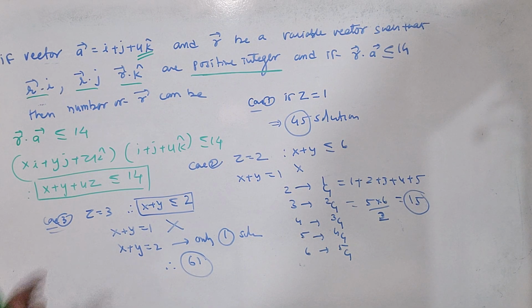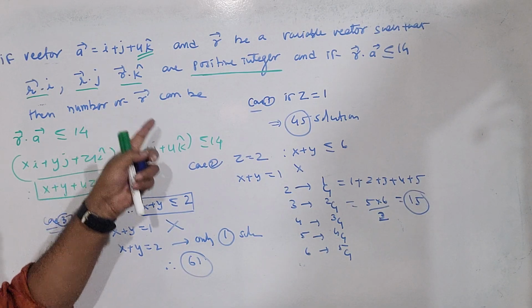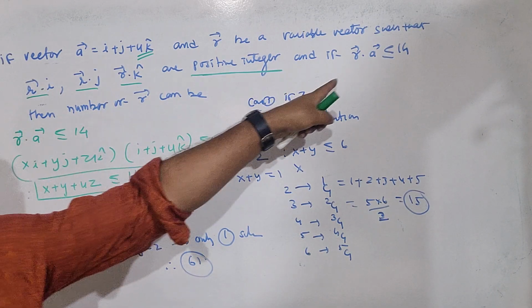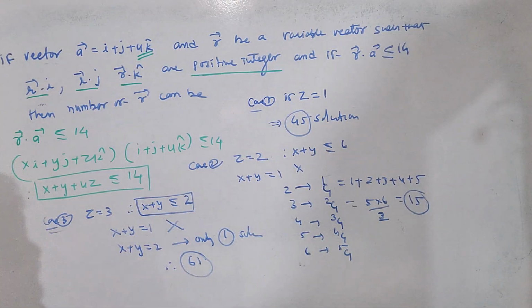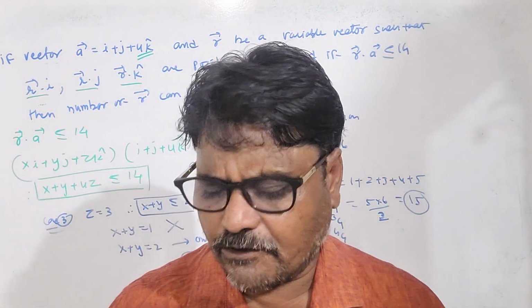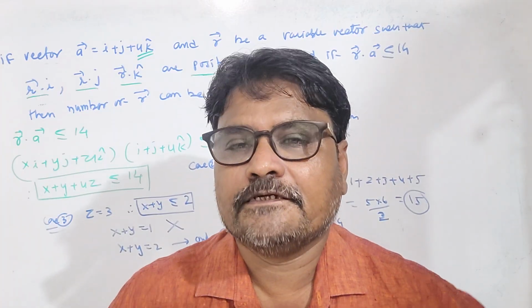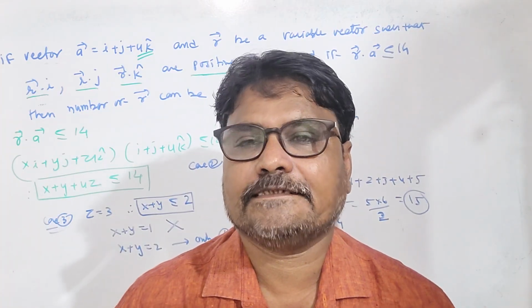That is, we have 61 different position vectors r such that r dot a is less than or equal to 14. So this question is very good. All the questions we have discussed in this video are actually for your JEE Advanced examination, correct?